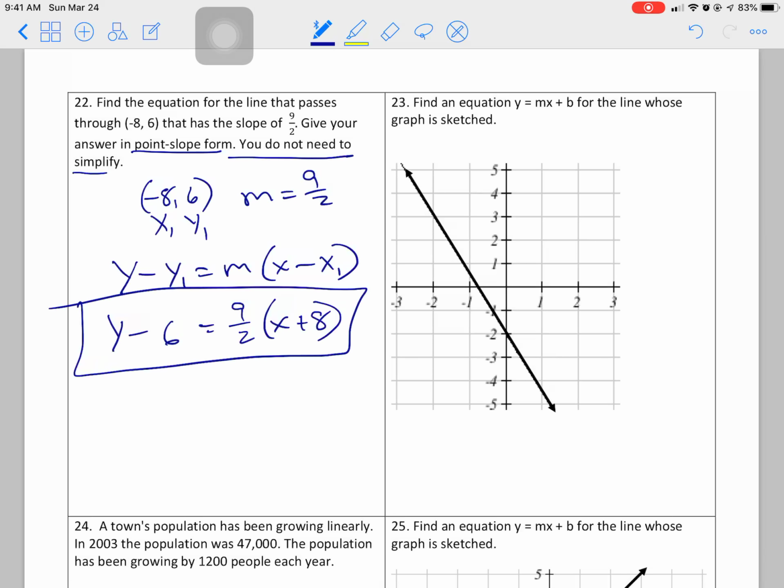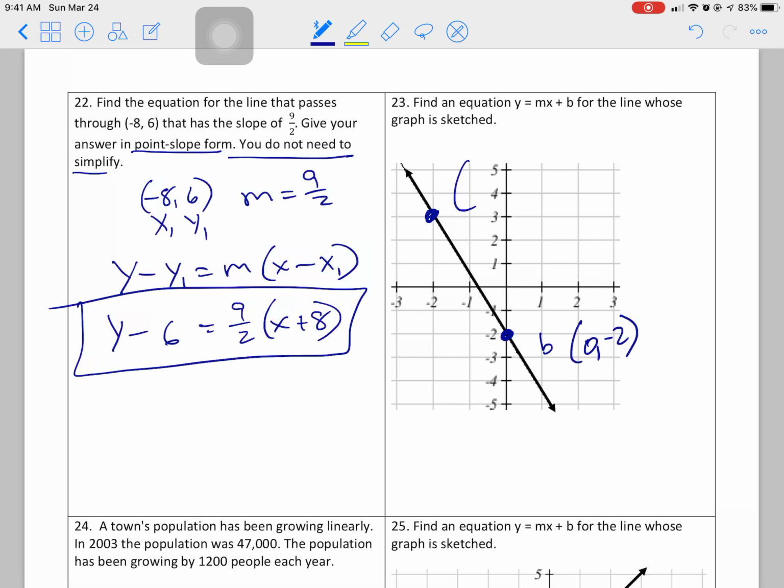Okay. 23, find the equation of the line. Find a point. There's my b. I have to have my b. This is, what is that? 0. All b's start with a 0, right? So that, let me find another point right there.